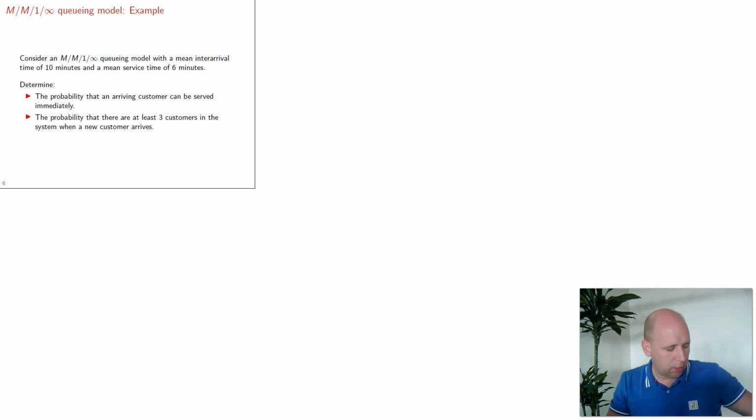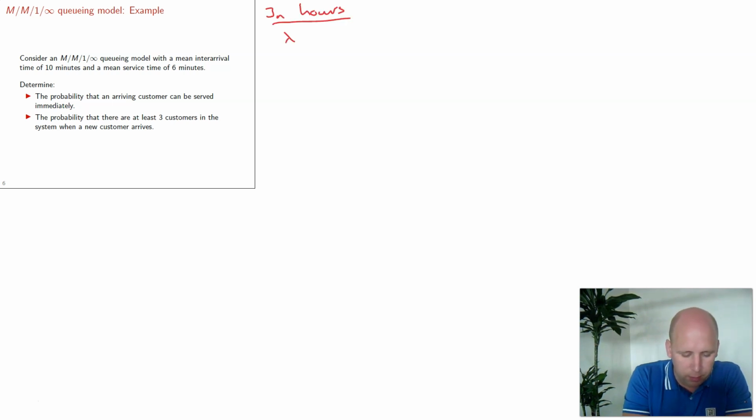And the first thing that we need to do is to choose a time scale. So you can do everything in hours. You can also do everything in minutes. If we do everything in hours, then we have the arrival rate. So we have a mean inter-arrival time of 10 minutes. So per hour we have 6 customers arriving. And we have a mean service time of 6 minutes. That means that we can serve 10 customers per hour. So mu is equal to 10.